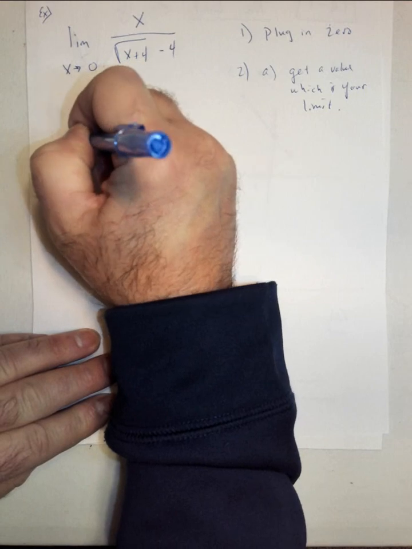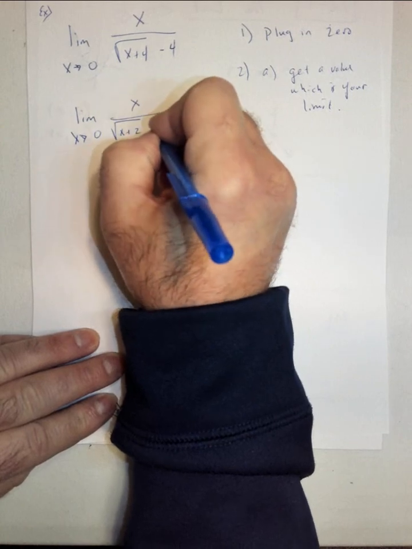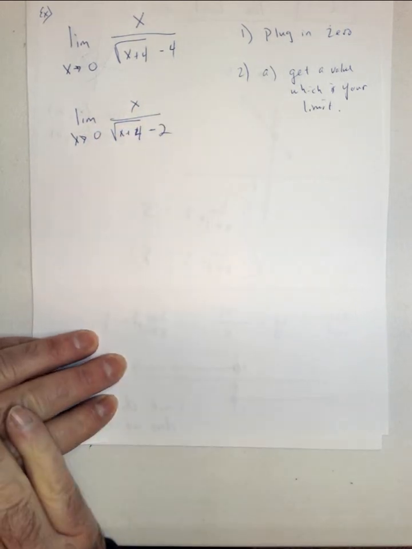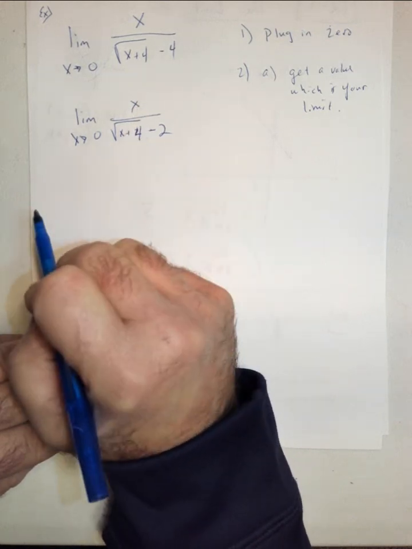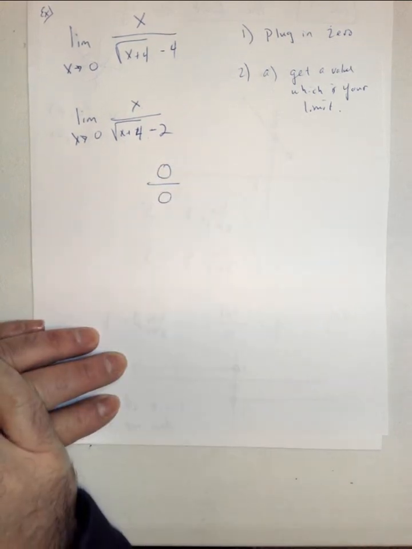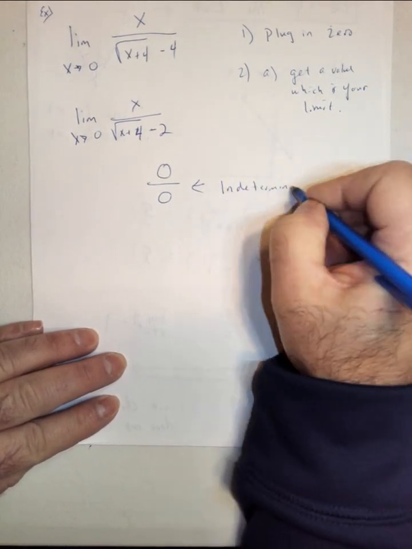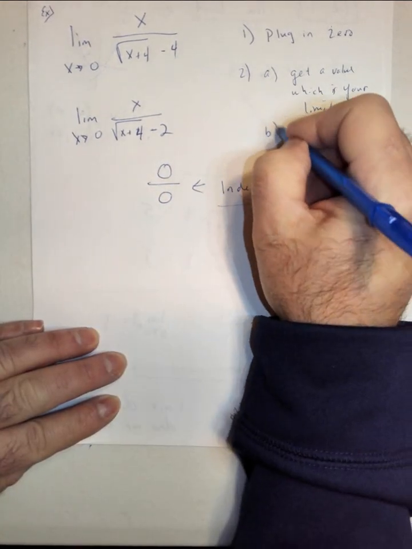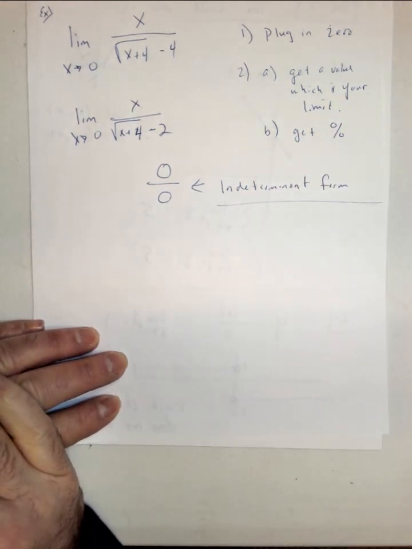If I look at this, and let's change this function to, leave that a 4 and make that a 2. What's going to happen when I plug 0 into here? I'm going to get 0 over 0. And 0 over 0 is what they call the indeterminate form. If I spell that right. Okay, but the indeterminate form is critical. That's the second thing that could happen when you get 0 over 0.